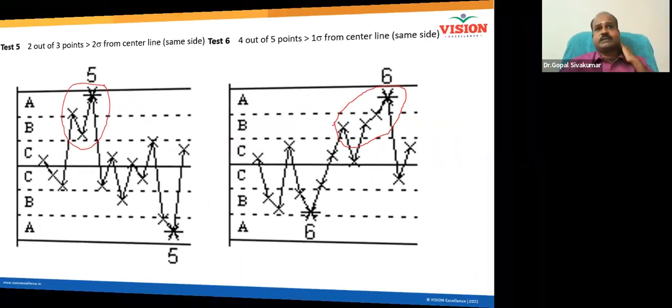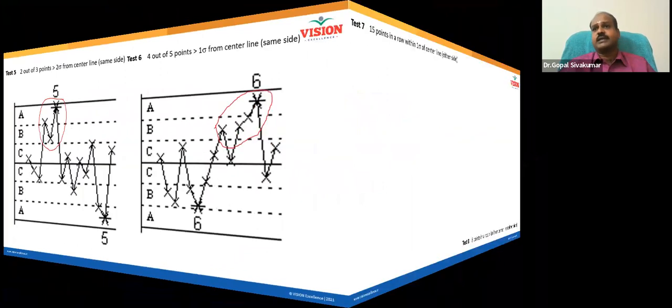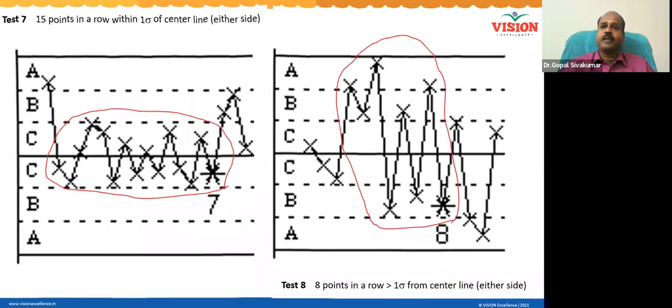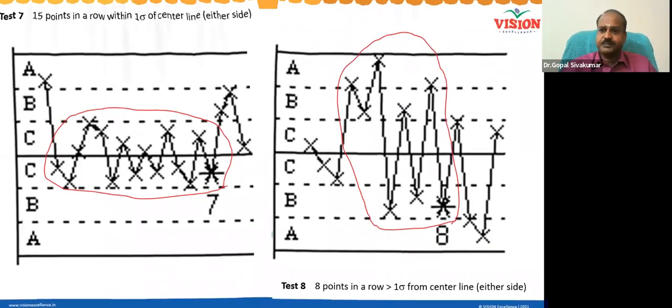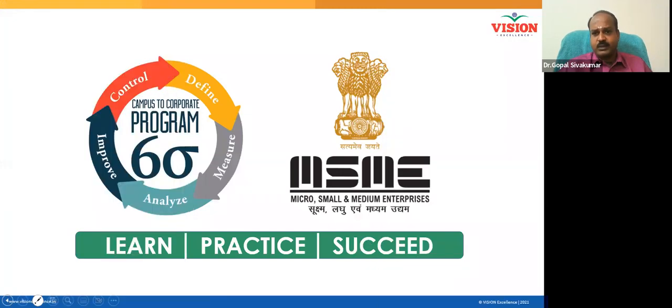Similarly, 15 points in a row within 1 sigma limit should not be tolerated. See here, too much fluctuation. The amplitude is too high. All of you understand control chart? Yes, sir. Thank you very much. This is about control chart.